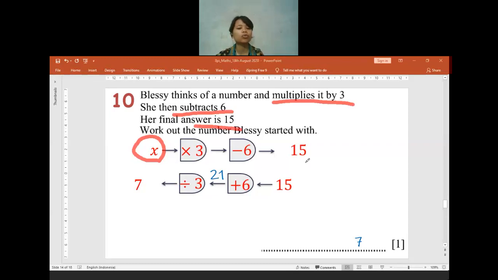Now to find the answer, we will do the reverse or inverse. We start with the 15 and do everything with the opposite. Because it is subtract 6, the opposite of subtract 6 is plus 6. So 15 plus 6 equals 21. Then the very first one, we multiplied by 3, and the opposite of multiply is divide. So 21 divided by 3 equals 7. So the number that Lacy thinks of is 7.